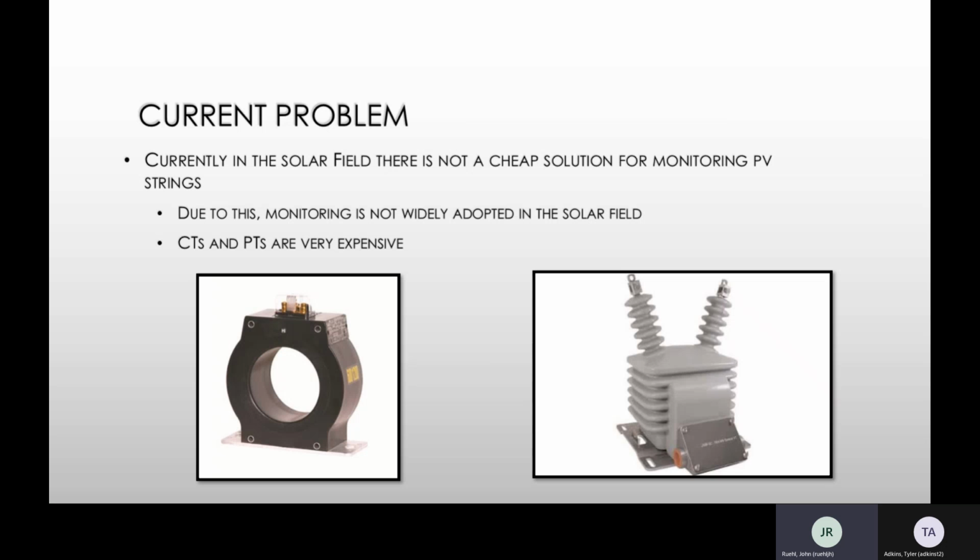Our project tackles a serious issue in solar, which is the lack of adoption of PV string monitoring. This is due to the costly adoption of it from the expensive CTs and PTs that are involved in it.